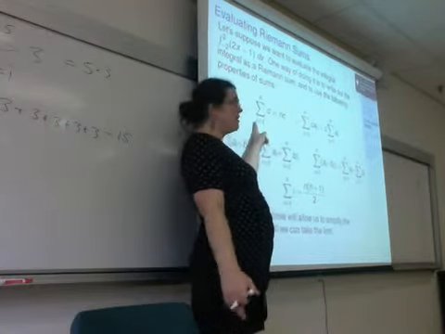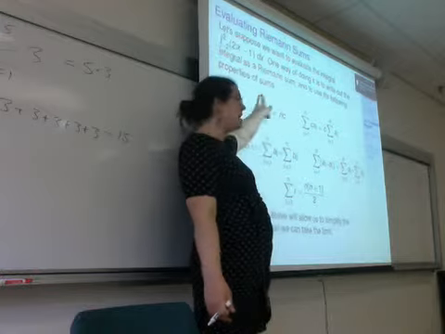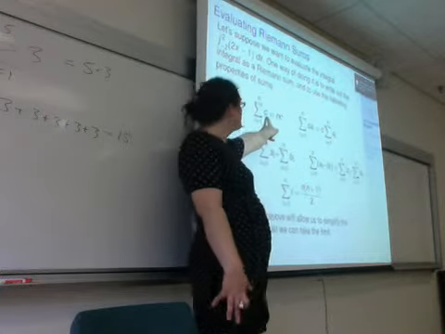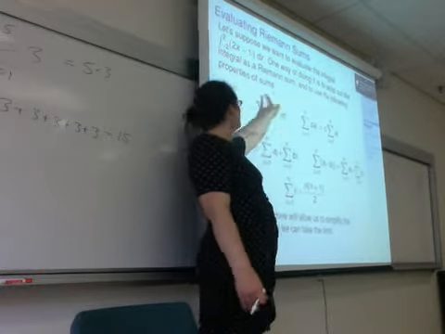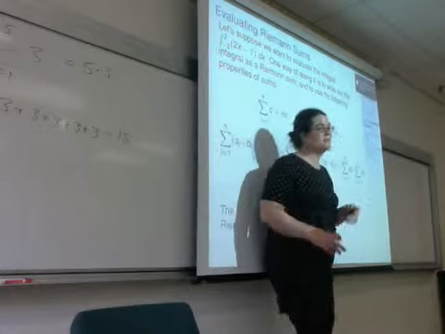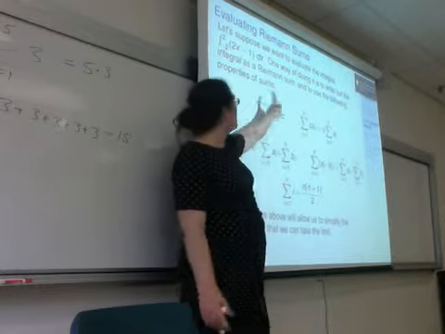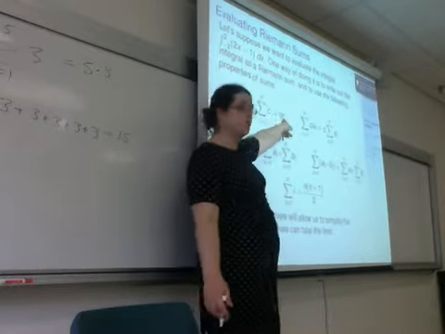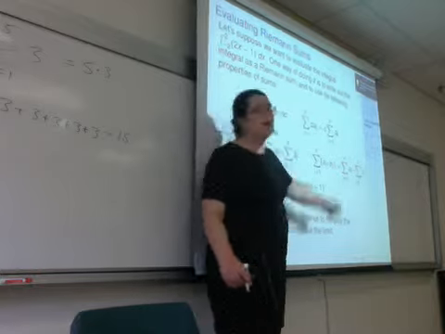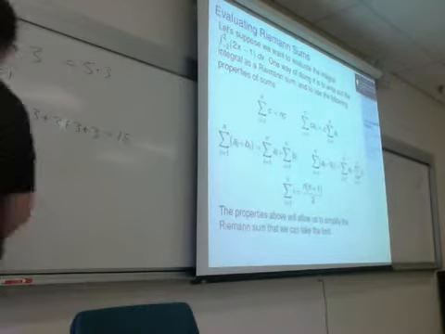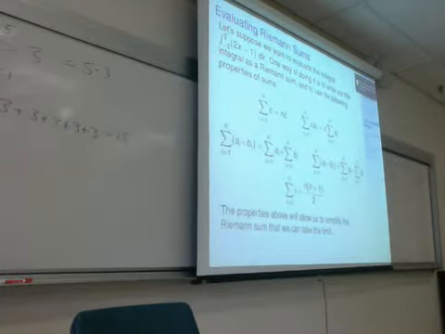So if we add from i equals 1 to n of some number, c, the result's always going to be the number n up top times the number c. So if we add from i equals 1 to 5 of 3, we're just going to have 5 3s, 5 times 3. Okay, so that's the first rule of summation notation.